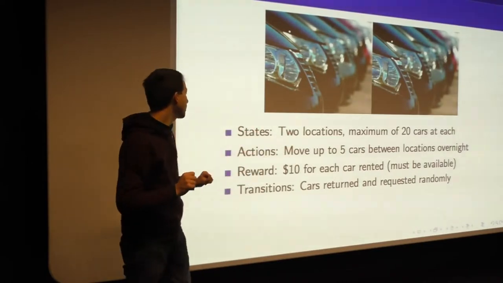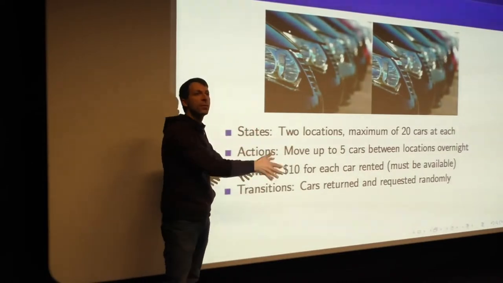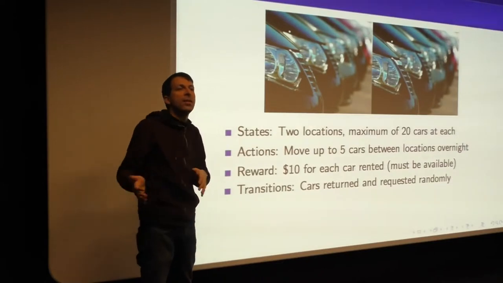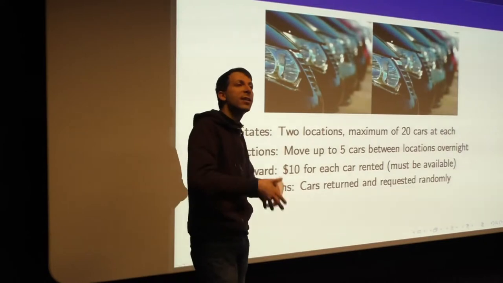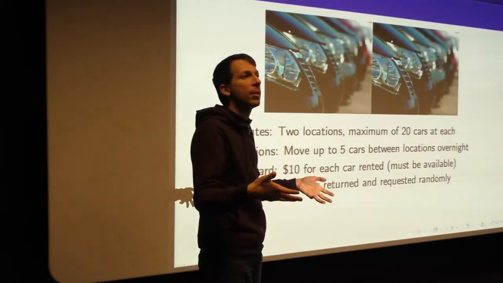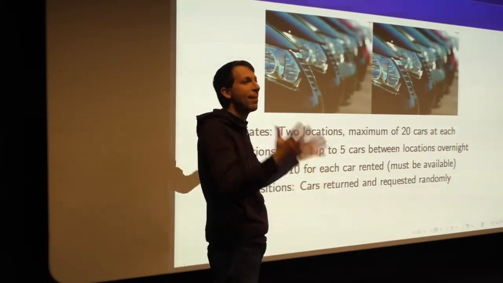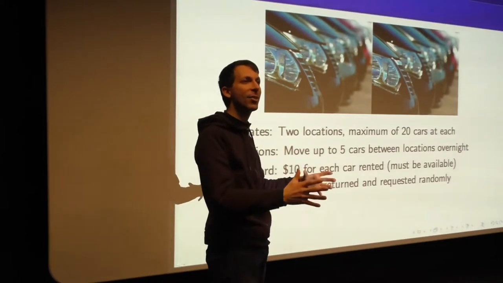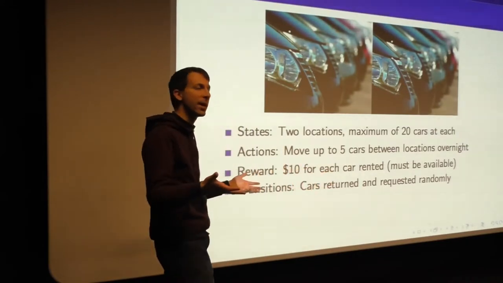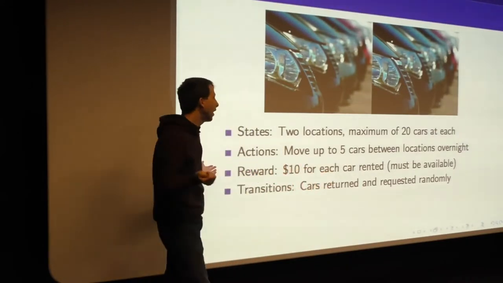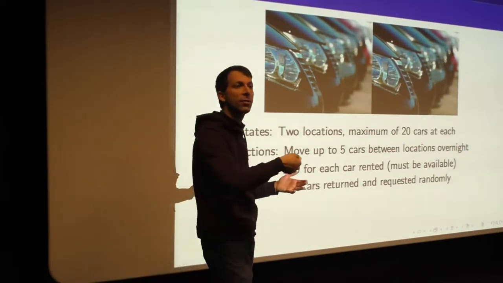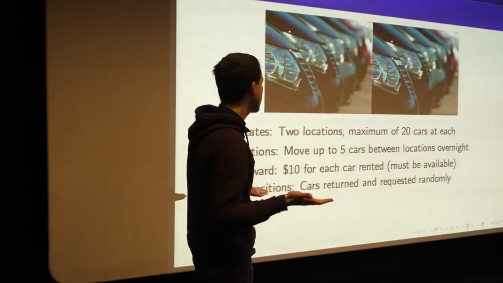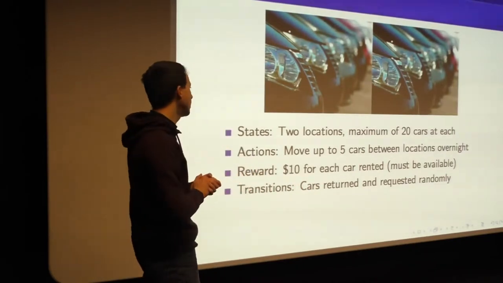But the rate at which they rent and return the cars is different in the two locations. And so what you get to do is every night you get to move some cars from one location to the other, and you need to do this in the optimal way so that when people actually try to rent a car, cars are available to be rented. You basically don't want to end up with an empty car park when some customer comes in and tries to rent a car, because you lose money. And the question is, what's the optimal policy for shifting cars around so that you maximize your income? So it's a relatively real-world scenario.